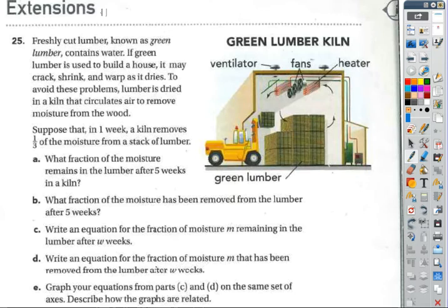To avoid these problems, lumber is dried in a kiln that circulates air to remove moisture from the wood. Suppose that in 1 week, a kiln removes 1/3 of the moisture from a stack of lumber. What fraction of the moisture remains in the lumber after 5 weeks in the kiln?